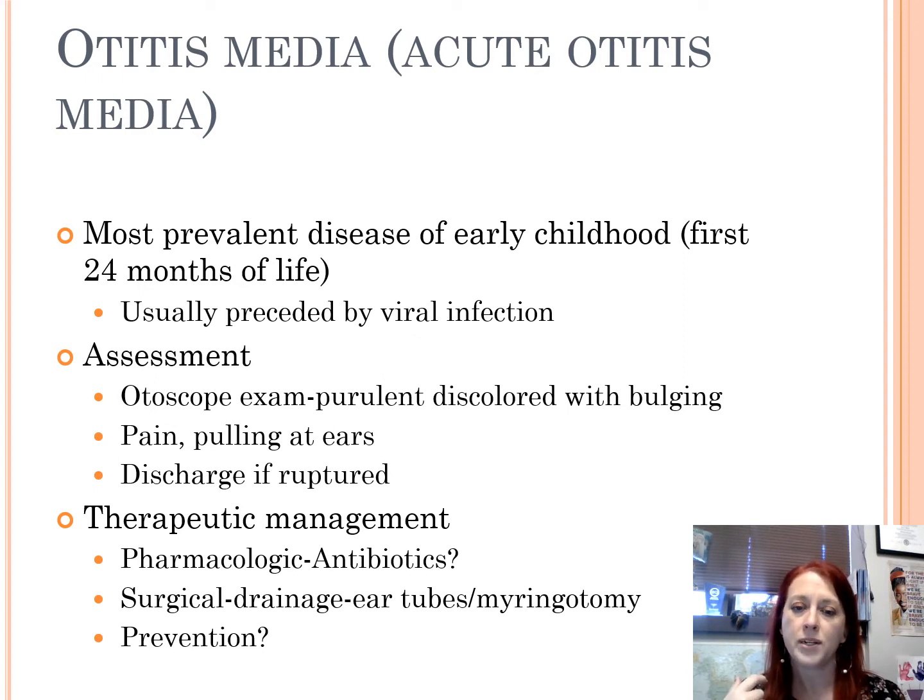The otoscope exam, it's going to be a purulent discharge or discolored. It's not that nice pearly gray color. It's kind of red and inflamed and bulging looking. And if it does rupture, which does sometimes happen, there may be drainage coming out of the ear. So it could be that purulent discharge, like bloody purulent discharge coming out of the ear. Usually their pain gets a little bit better when it's ruptured. But no, it still needs to be treated.